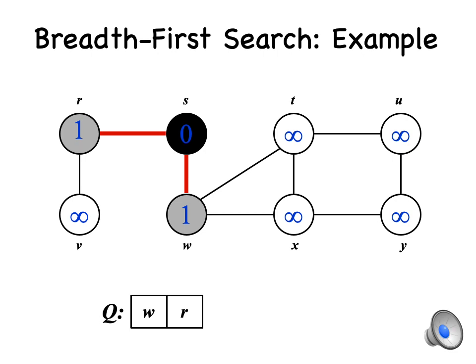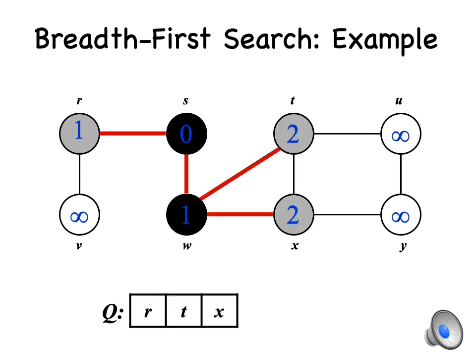So the color of R and W is gray, and the distance has been added as 1. Why? S is 0 from S. The distance to R is 1 node. Similarly, W is also 1 node. So that is why it is 1. And W and R have been put into the queue. Now next we'll consider W, because W was the first element in the Q. Now W will be put as black, and the adjacent nodes from W will be taken into consideration.